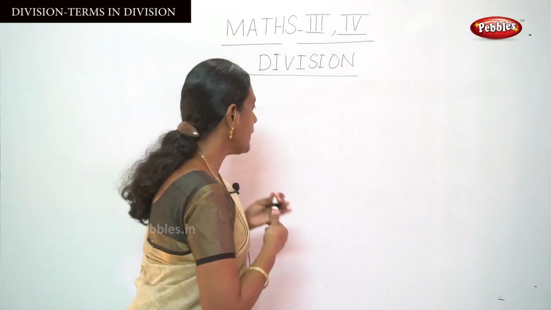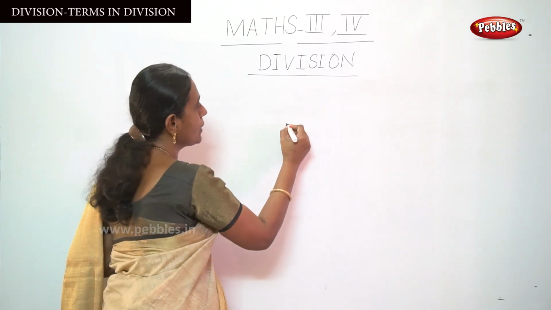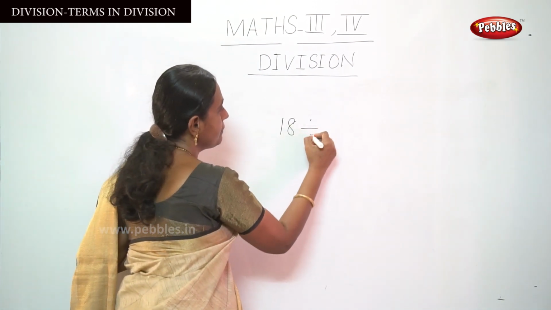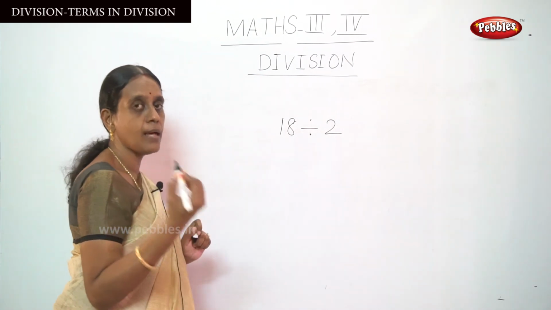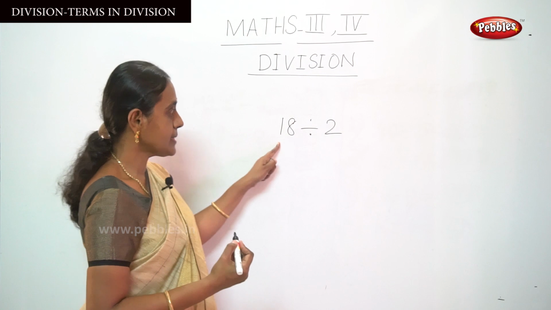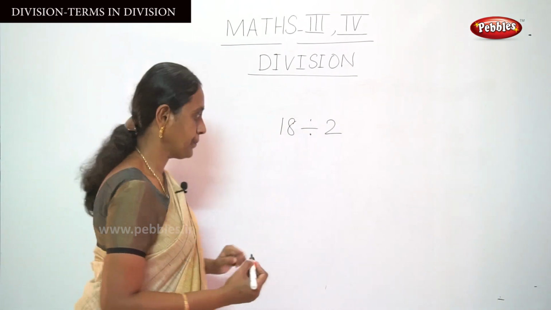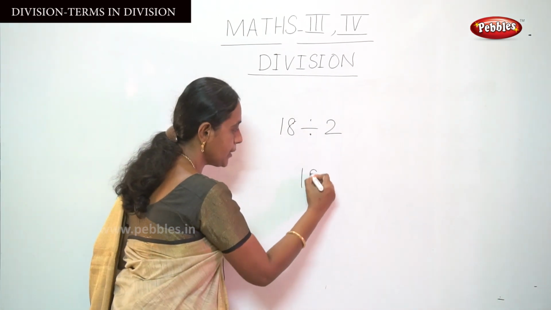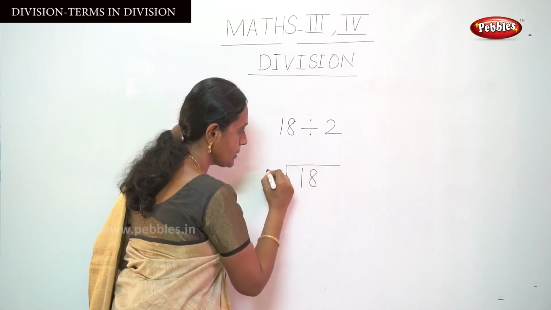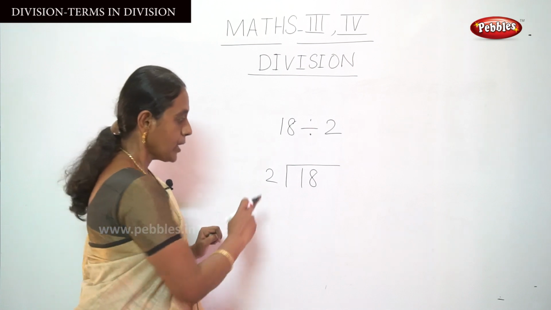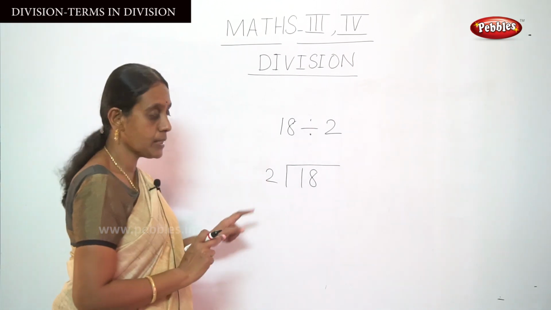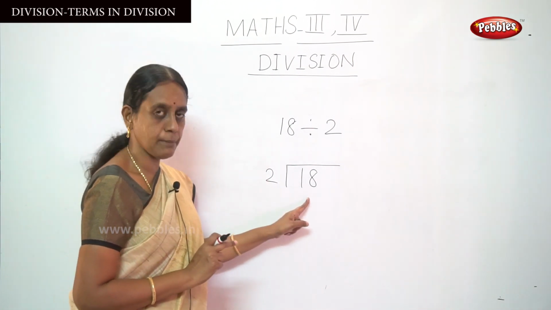I am going to explain with 18 divided by 2. This is a sum, a simple division sum, 18 divided by 2. Let me do it like this. This is a division, 18 by 2. Now you have to say the table. Which table? The 2 table up to the number 18.